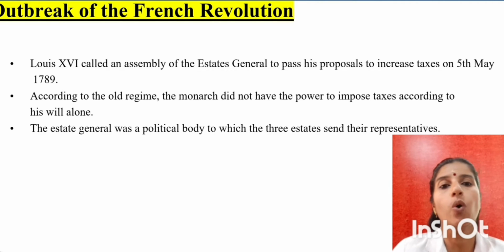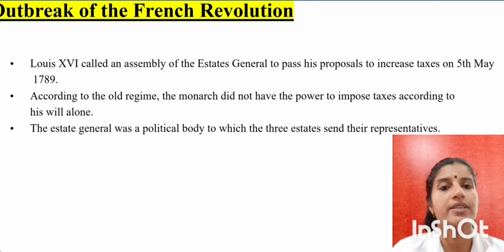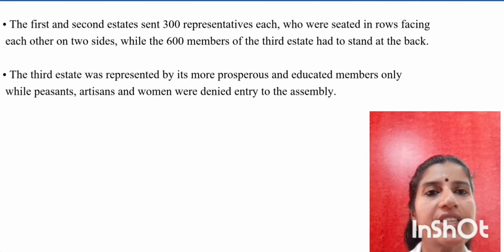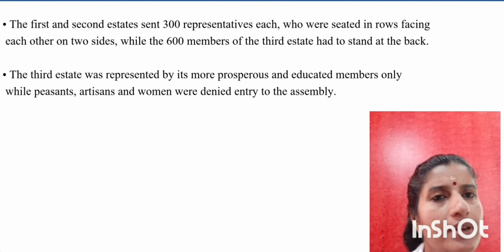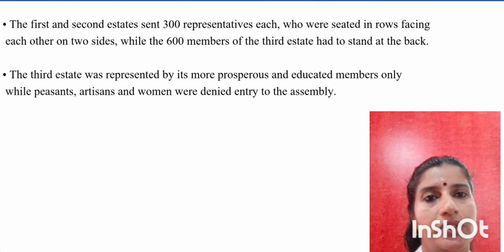Rather, he had to call a meeting of the Estate General, which would then pass his proposals for the new taxes. Then, what was Estate General? It was the political body to which three estates sent their representatives. First, second, and third estates sent their representatives. So, on 5th May 1789, Louis XVI called together an assembly of the Estate General. What was the purpose? Yes, the purpose was to pass his proposals for new taxes.